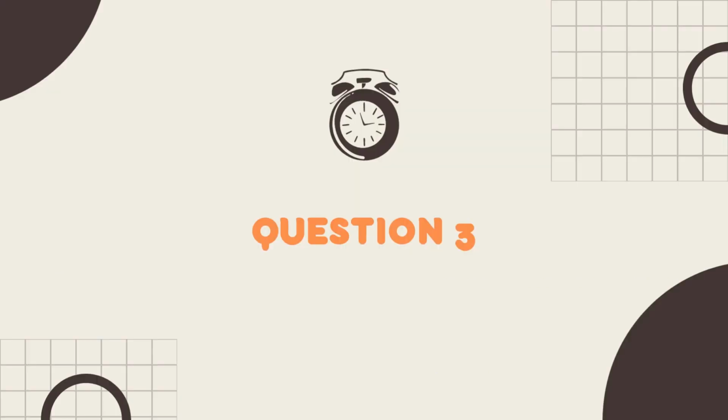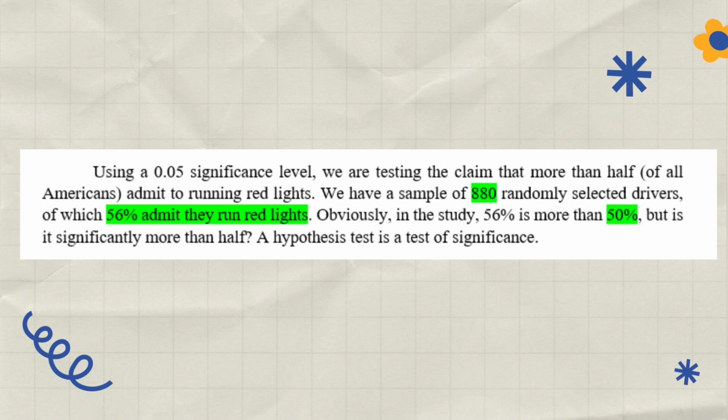Question 3. Using a 0.05 significance level, we are testing the claim that more than half of Americans admit to running red lights. We have a sample of 880 randomly selected drivers, of which 56% admit they run red lights. Obviously, in this study, 56% is more than 50%, but is it significantly more than half? A hypothesis test is a test of significance.